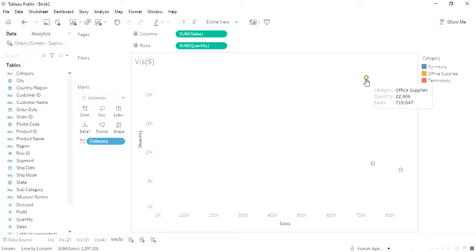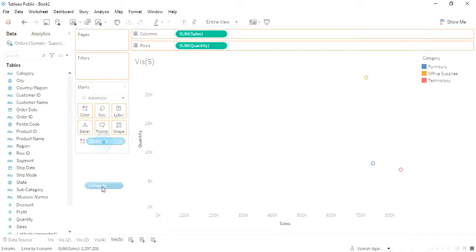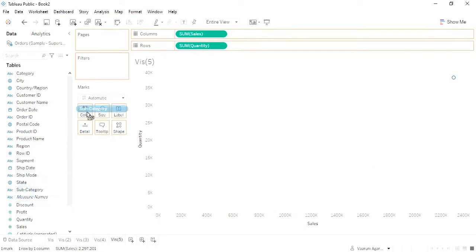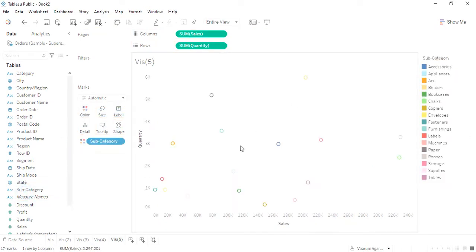Office supplies can contain the simple stationery items as well, which are relatively cheaper than the technological items. Okay, so this is the distinction based on category. If you remove the category and drop in, say, subcategory, then what happens? Now we are getting very diversified information over here.